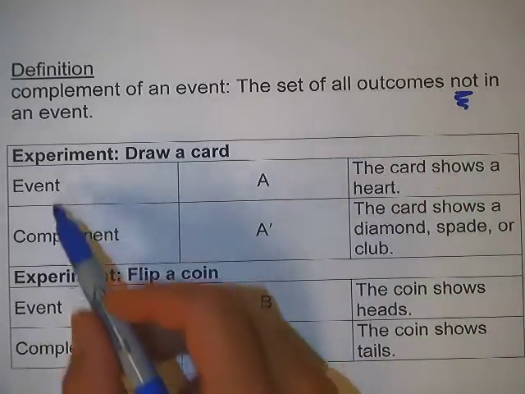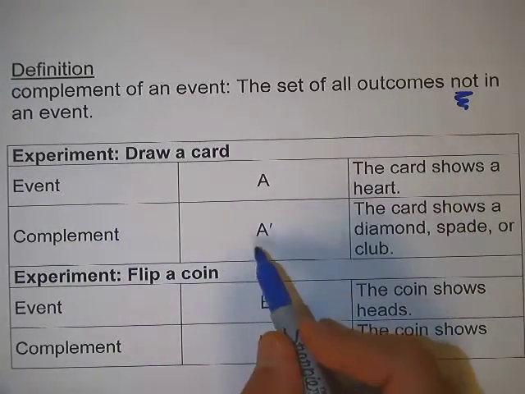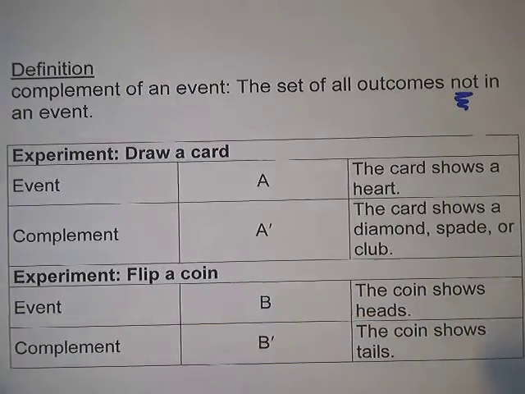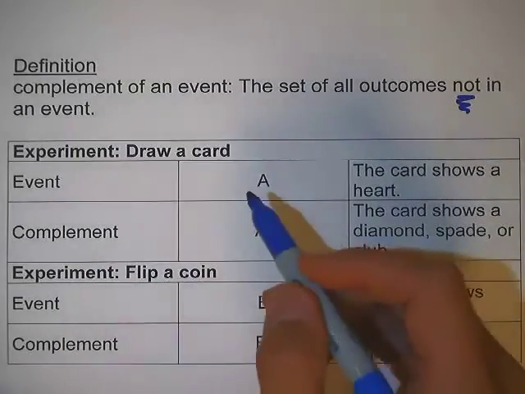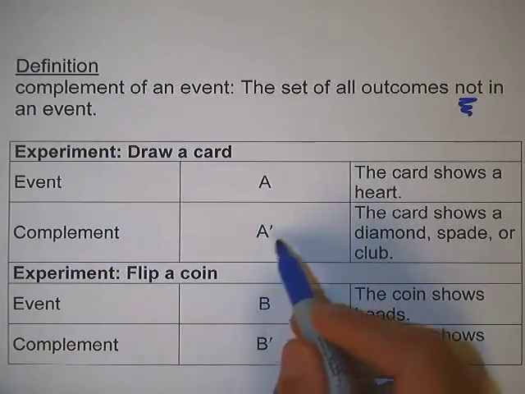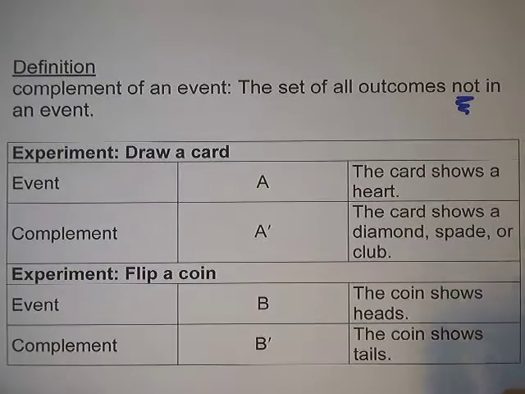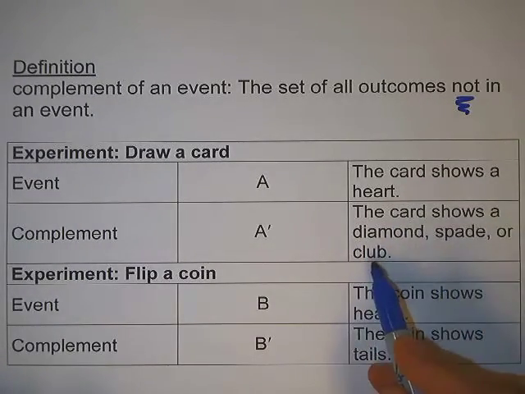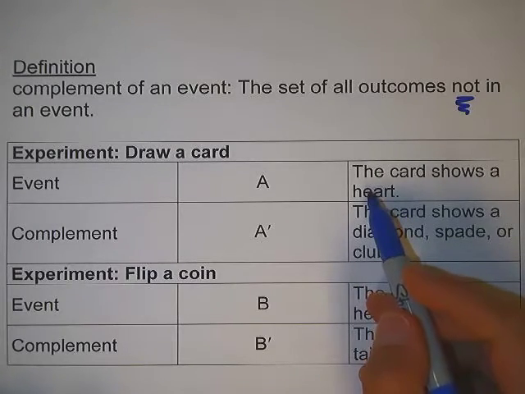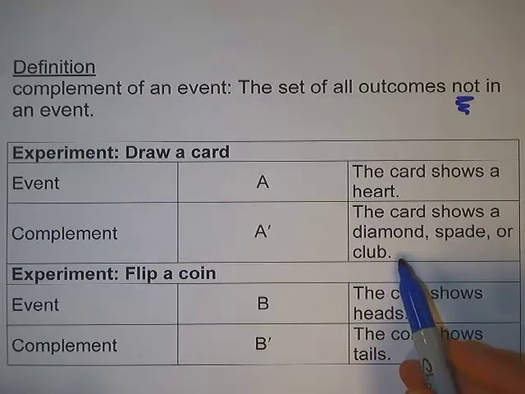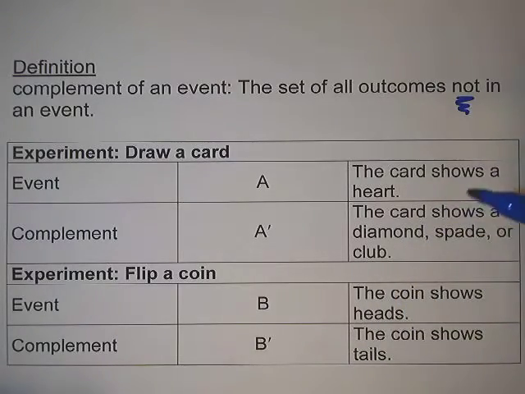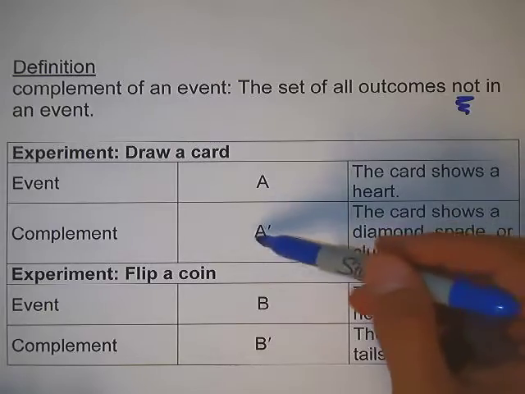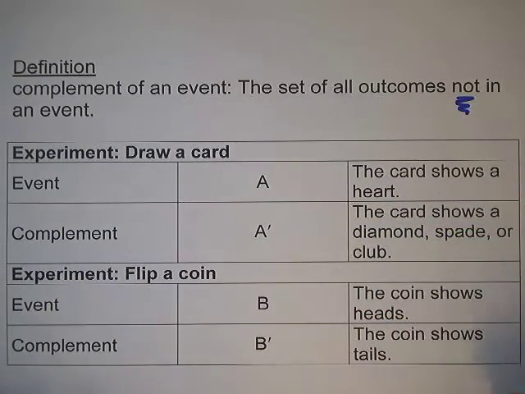So the complement of that event, first of all, we notate it as A with a little tick mark there. So if the event is A, the complement is written like this. The complement is that the card shows a diamond, spade, or club. Anything that's not a heart belongs in the complement. So again, event A is a heart, event A prime, or the complement of A, shows everything else.